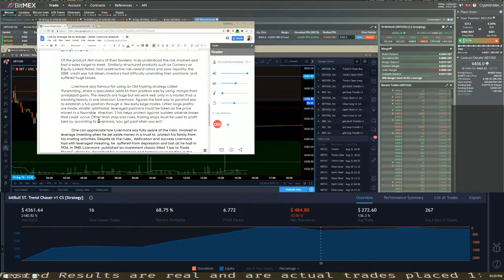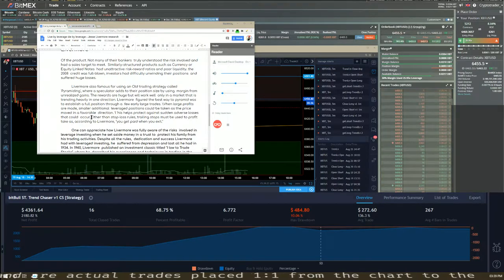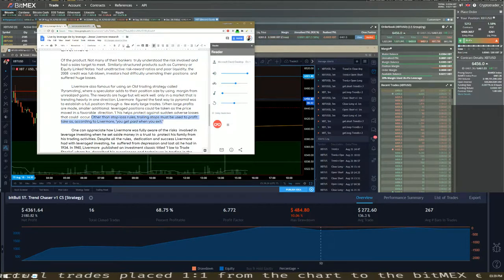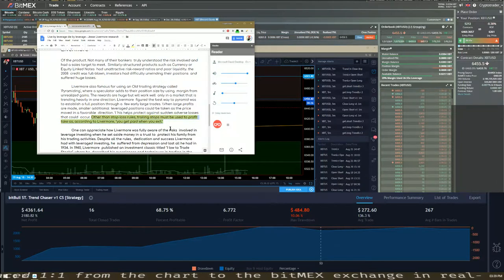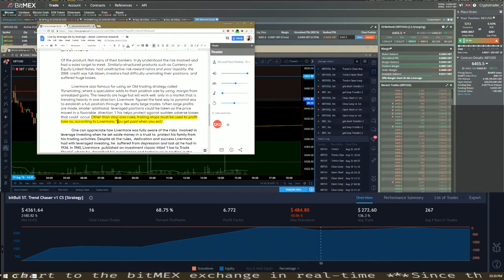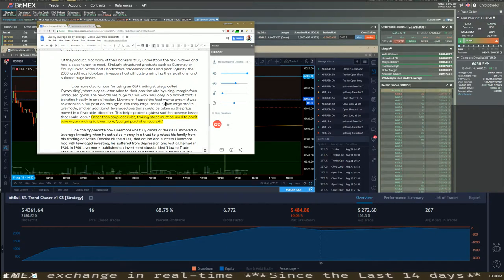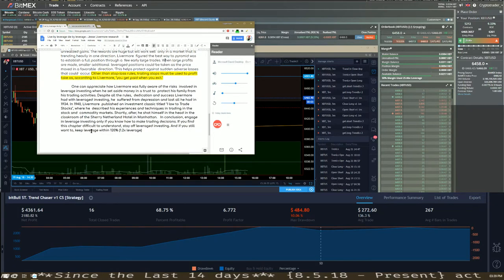Other than stop loss rules, trailing stops must be used to take profit as, according to Livermore, "You get paid when you exit." One can appreciate how Livermore was fully aware of the risks involved in leveraged investing when he set aside money in a trust to protect his family from his trading activities. Despite all the rules, dedication, and success Livermore had with leveraged investing, he suffered from depression and lost all he had in 1934. In 1940, Livermore published an investment classic titled How to Trade in Stocks, where he described his experiences and techniques in trading in the stock and commodity markets. Shortly after, he shot himself in the head in the cloakroom of the Sherry-Netherland Hotel in Manhattan.